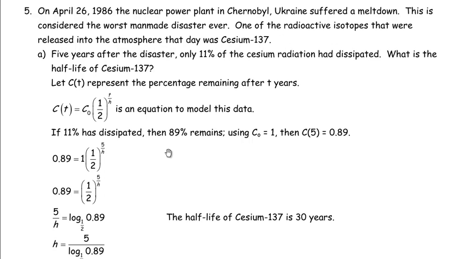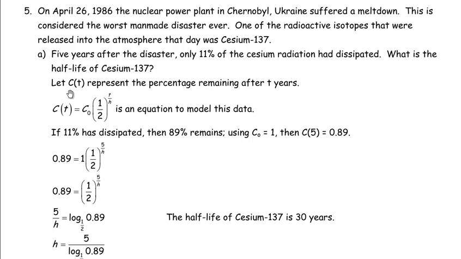Question number 5. On April 26, 1986, the nuclear power plant in Chernobyl, Ukraine suffered a meltdown. This is considered by most to be the worst man-made disaster ever. One of the radioactive isotopes that were released into the atmosphere that day was cesium-137. And it says in 5 years after the disaster, only 11% of the cesium radiation had dissipated. So you're asked, what is the half-life of cesium-137?